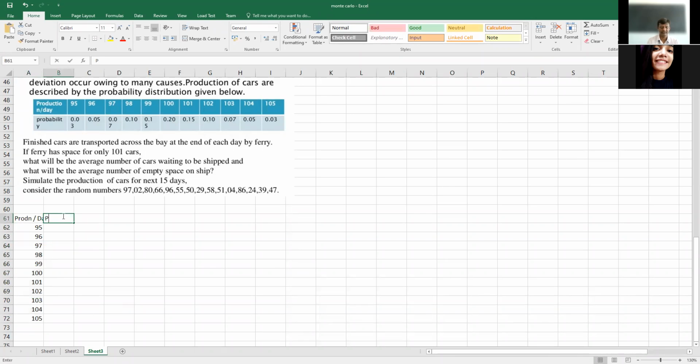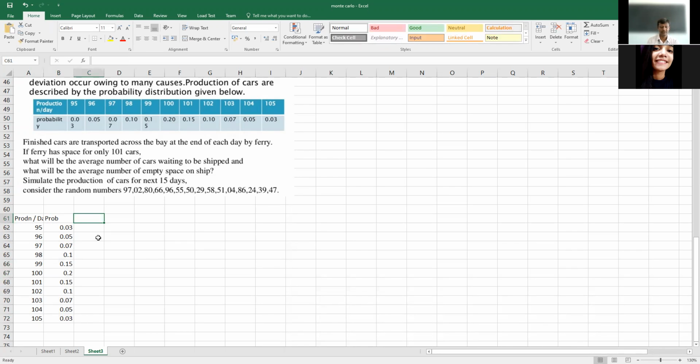Then the probability of that production is also given: 0.03, 0.05, 0.07, 0.10, 0.15, 0.20, again 0.15, 0.10, 0.07, 0.05, and 0.03. So this data is already given in our case, so we need not worry about it.